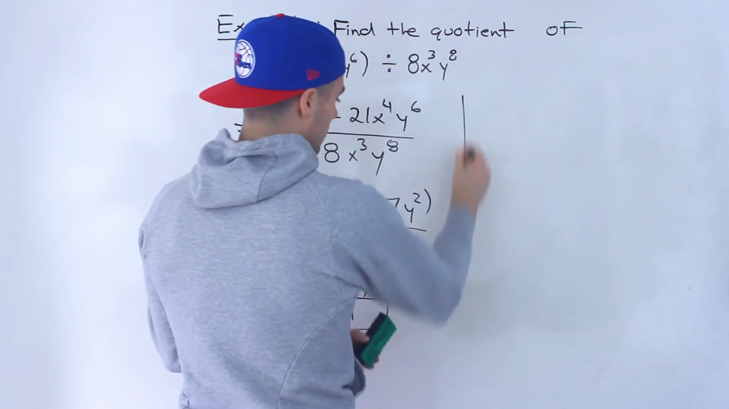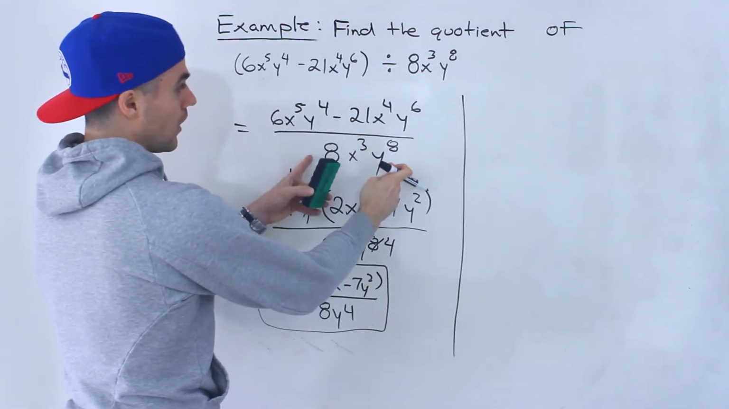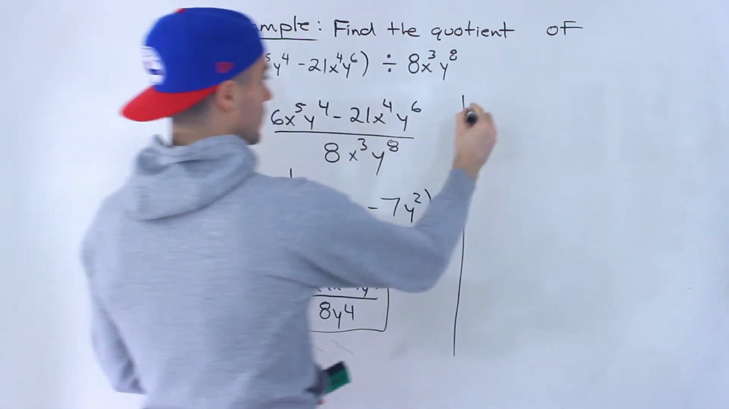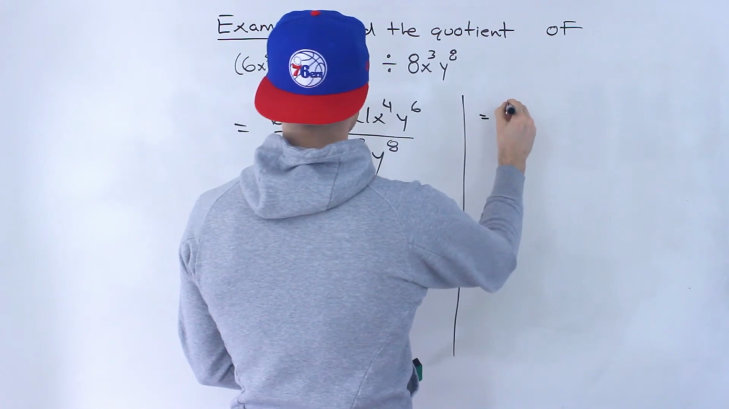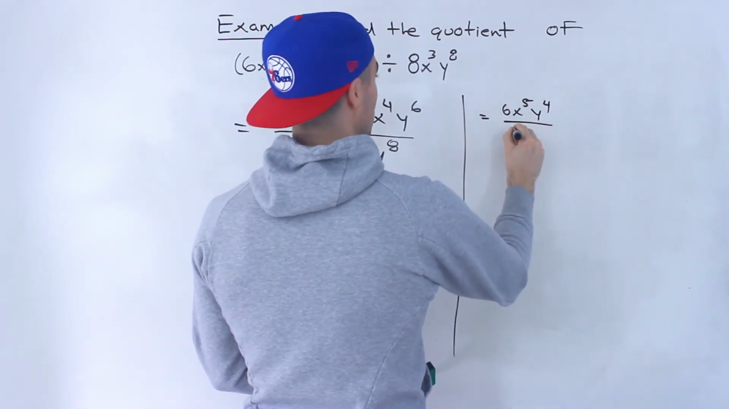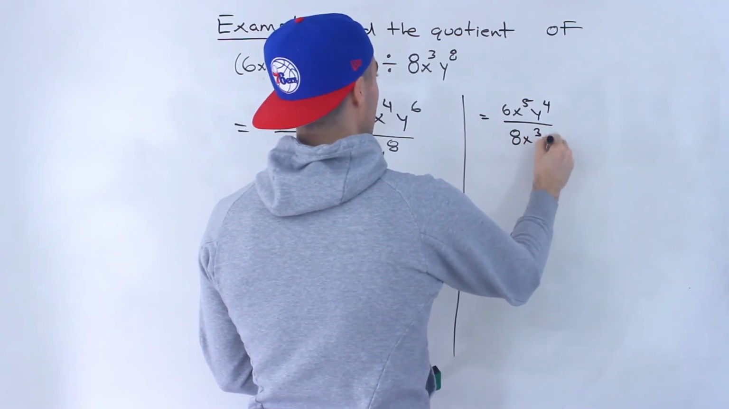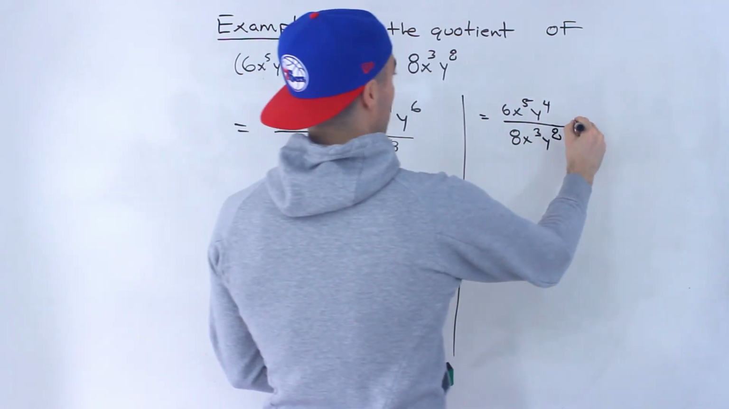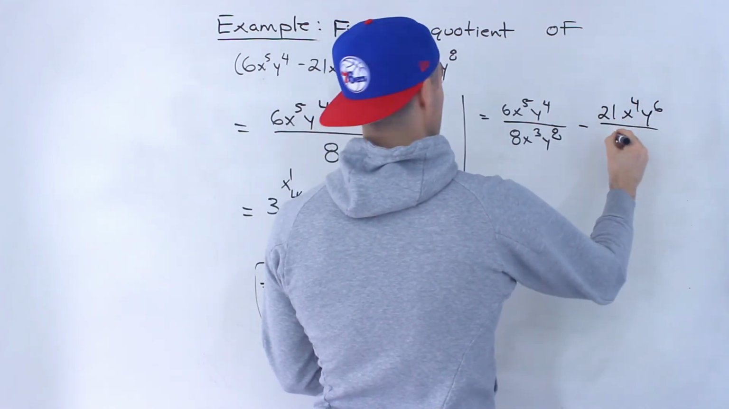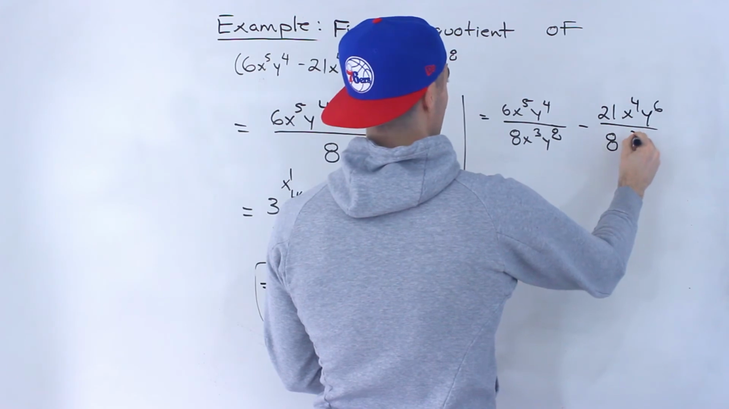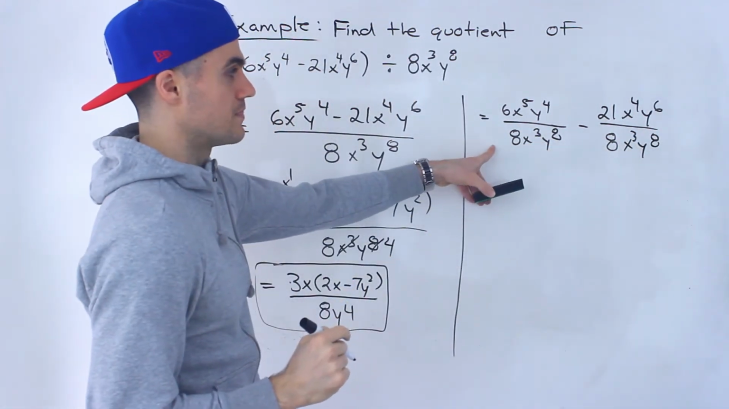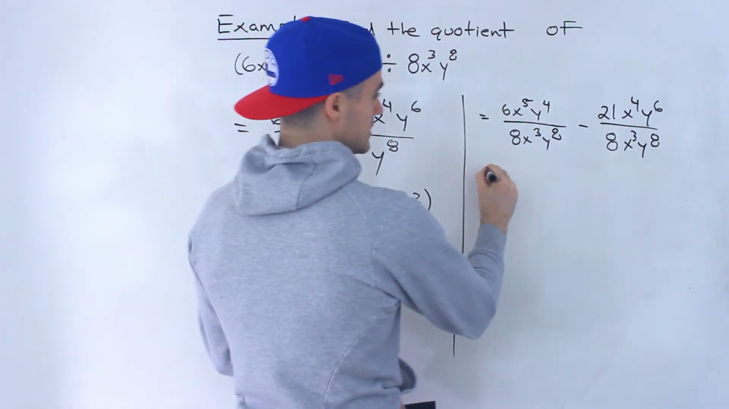Another way to do it is notice that there's one expression in the denominator. So we could actually split it up into multiple fractions. We could take this and rewrite it as 6x to the 5 y to the 4 over 8x cubed y to the 8 minus 21x to the 4 y to the 6 over 8x to the 3 y to the 8. And personally, I'd probably go with this way over here because it's just easier to see.